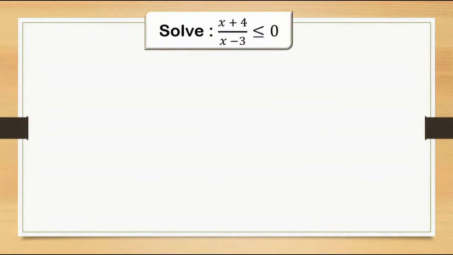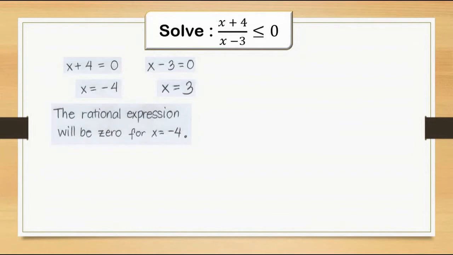Let's now solve (x + 4)/(x - 3) ≤ 0. Let's take note of the numbers that will make the expression 0 or undefined. Let the numerator equal 0: x + 4 = 0, so x = -4. Then x - 3 = 0, so x = 3. The rational expression will be 0 for x = -4, and it will be undefined for x = 3.